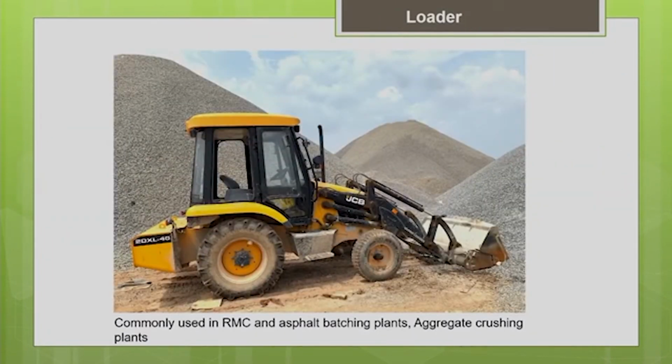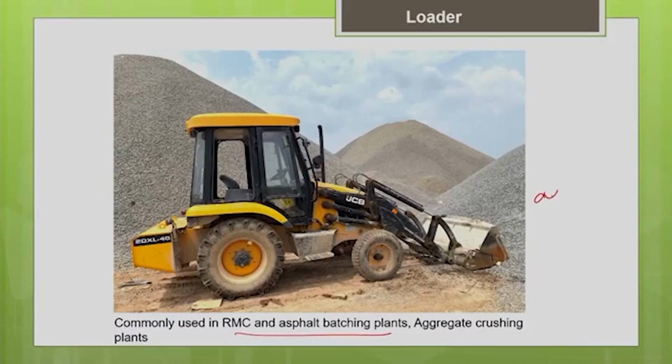Very commonly you can see this front end loader in batching plants, the ready mix concrete factories or asphalt batching plants. In the batching plants, the aggregates will be brought by the truck from the aggregate production plant, and the truck will dump the aggregate at the batching plant. From the dumped stockpile, the aggregates will be carried by the loader, and the loader will feed the material into the storage bins.